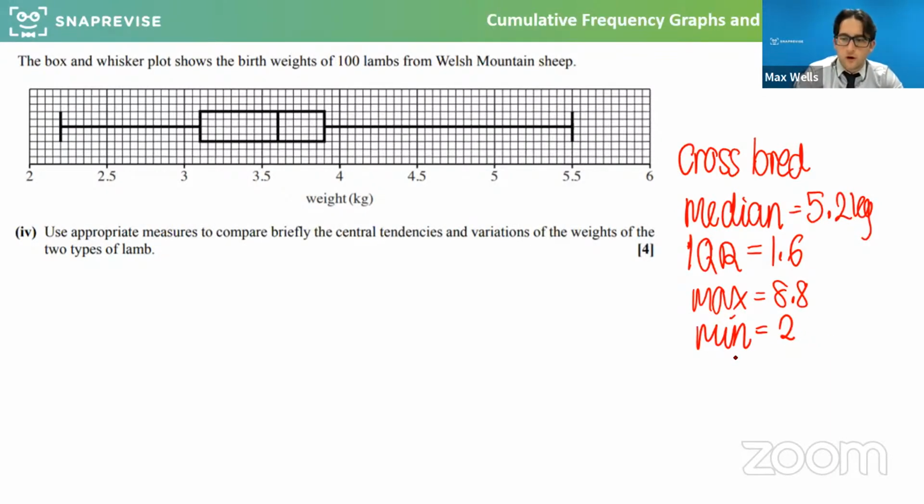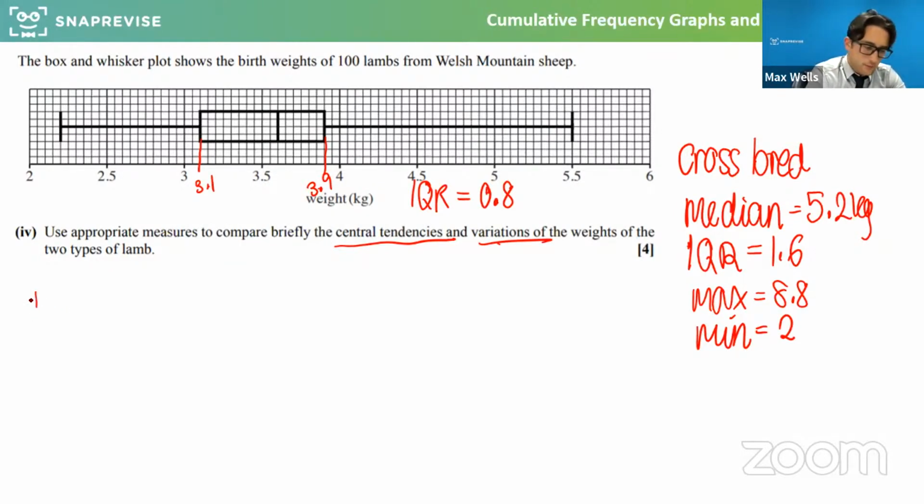And so when we want to compare the central tendencies and variations, we're going to look at the bits of information that we've got here. Okay, so we've got that for the Welsh mountain sheep there. And what we can do is also find the interquartile range for that by doing 3.9 minus 3.1, which equals 0.8.